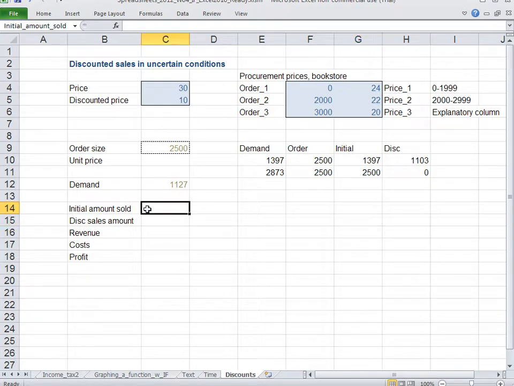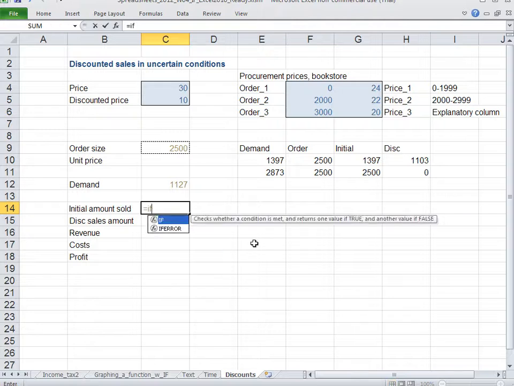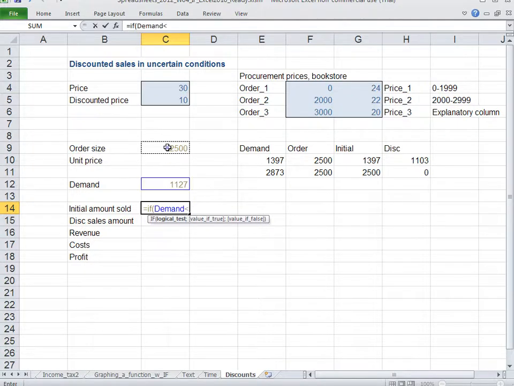The amount sold with full price goes like this, equals IF, parentheses begin. And we will write if demand is smaller than order size. Actually, it will work just fine. We don't have to concern ourselves with those equal signs. So if demand is smaller than order size, if it's a small demand, then with a full price, we can just sell only the demand.